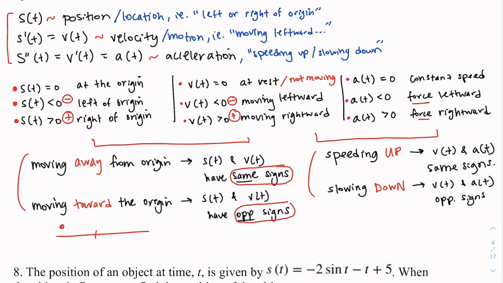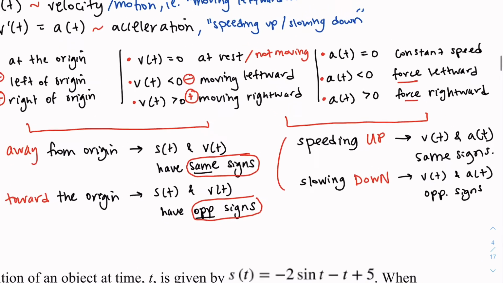For example, if I'm on the left of the origin, so position is negative, then I need to be moving in the rightward direction so that I'm moving towards the origin. Or I could be on the right, so position is positive, but moving towards the origin requires that I'm moving leftward. Therefore, velocity would be negative.